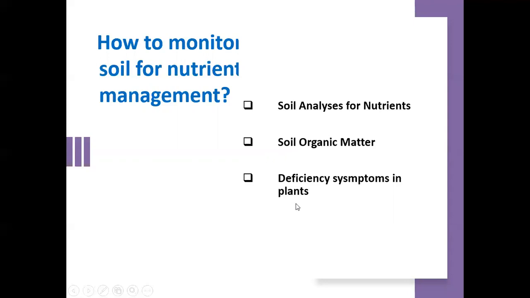And then the deficiency symptoms. If we are seeing any kind of deficiency symptoms in the field, it means there is a need to apply that element. So actually, these are the fertility evaluation ways. We can do it by analysis only, or we can do it by looking at the symptoms in the plants which have been grown. If we are feeling ki usme kisi cheez ki deficiency aa rahi hai, then we can apply that fertilizer.